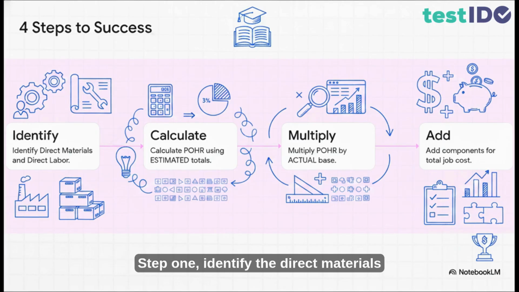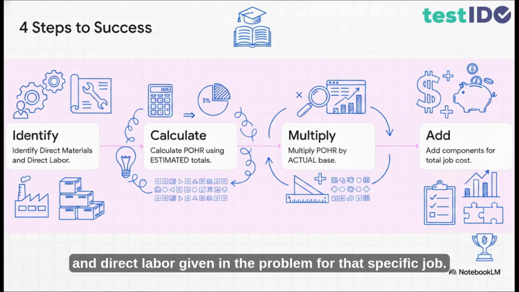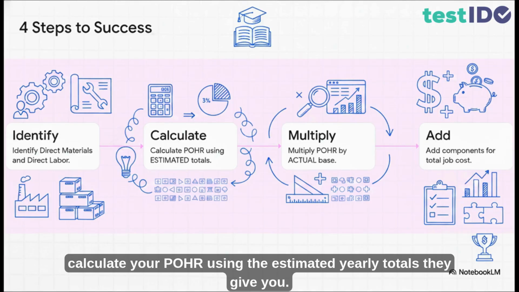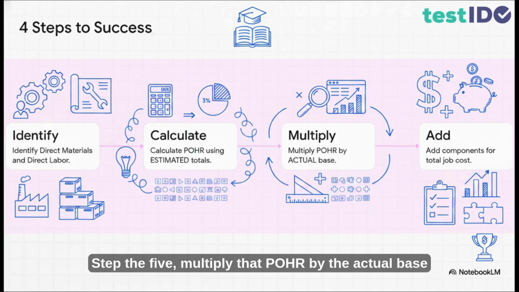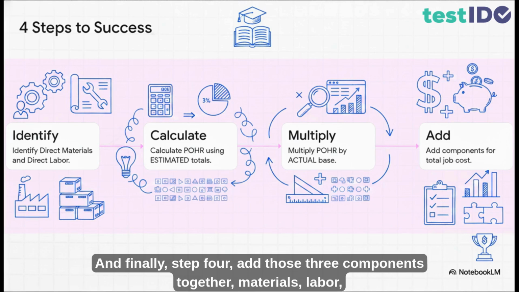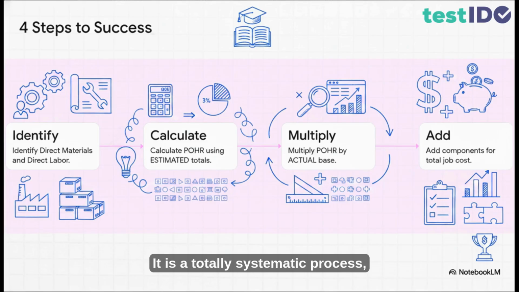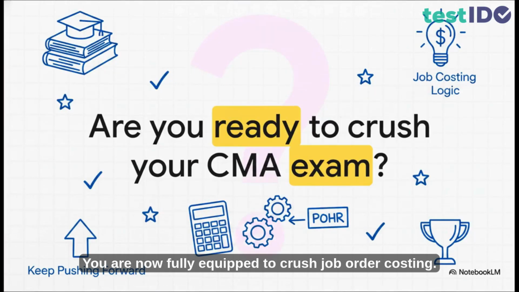Step 1. Identify the direct materials and direct labor given in the problem for that specific job. Step 2. Calculate your POHR using the estimated yearly totals they give you. Step 3. Multiply that POHR by the actual base used for that specific job to get your applied overhead. And finally, Step 4. Add those three components together, materials, labor, and applied overhead, and you've got the total cost of the job. It is a totally systematic process, and if you stick to it, you literally cannot fail. You are now fully equipped to crush job order costing.